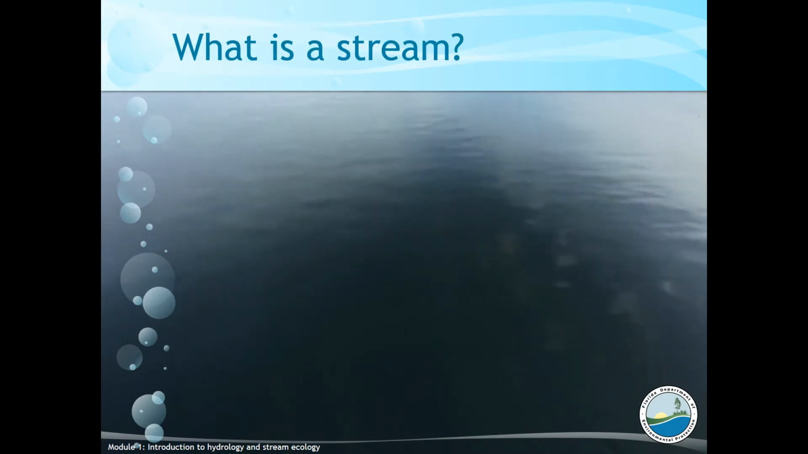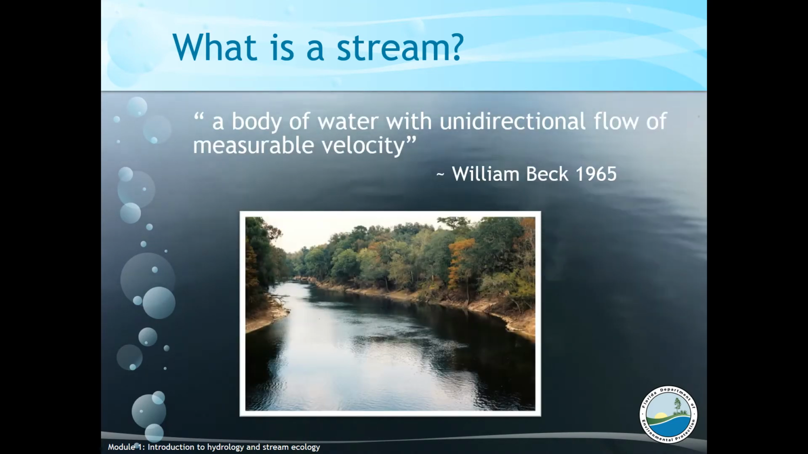So to begin, it's helpful to define what a stream is. William Beck, one of the early aquatic ecologists in Florida, defined streams as a body of water with unidirectional flow of measurable velocity. And from this definition, we can exclude several water body types. For example, tidal creeks. They don't meet the unidirectional flow portion of the definition because their flow changes with incoming and outgoing tides. It also excludes ponds, lakes, and wetlands, which lack measurable velocity under typical conditions.